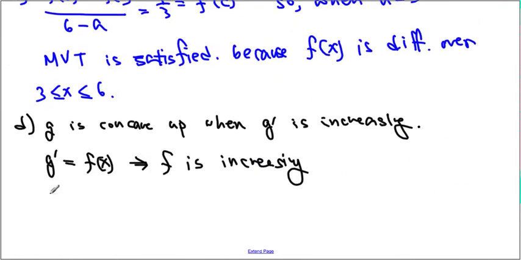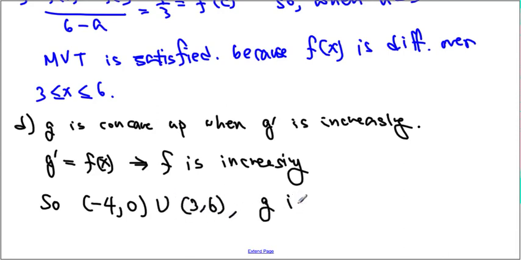So from -4 to 0 or 3 to 6, g is concave up.